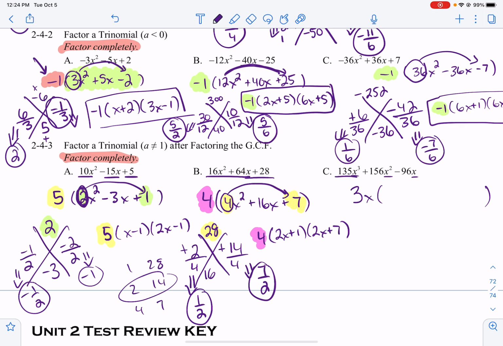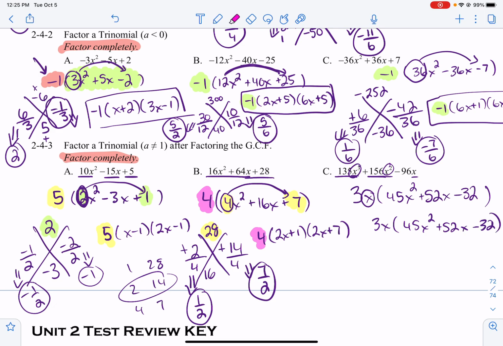So when I take 135 and divide by 3, that gives me 45. And x cubed divided by my x gives me x squared. And then 156 divided by 3 is what? 52. And x squared divided by x is x. Negative 96 divided by 3 is going to be negative 32. And that x divided by x cancels out, so that goes away. So I'm left with 3x multiplied by 45x squared plus 52x minus 32.